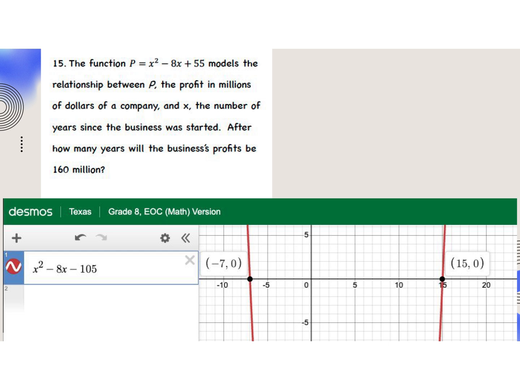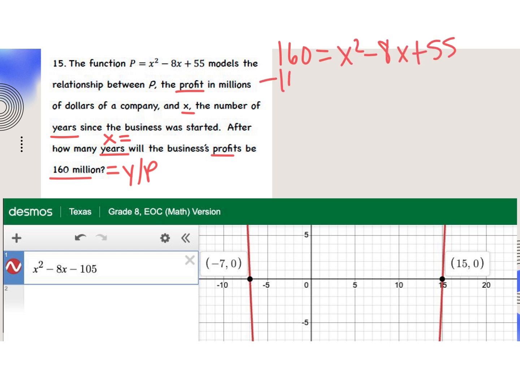Here we have a word problem. The function models the relationship. It says P is the profit, and X is years. And then it says how many years. So we are looking for the X, and it tells you the profit is 160. So that's going to be our Y, or our P in this case. So if I have 160 equals x squared minus 8x plus 85, I do need to move that 160 to the same side. So x squared minus 8x minus 105.